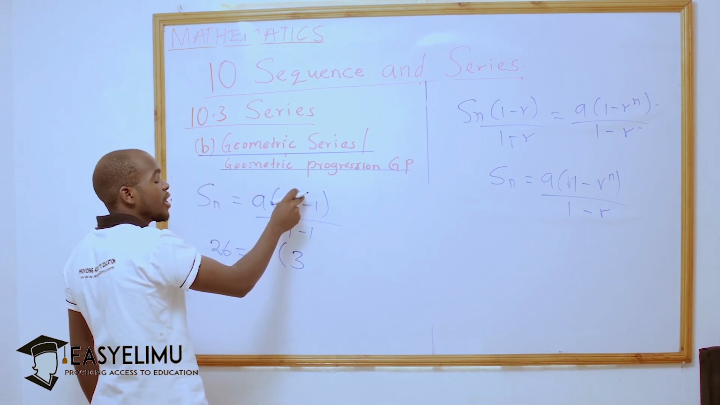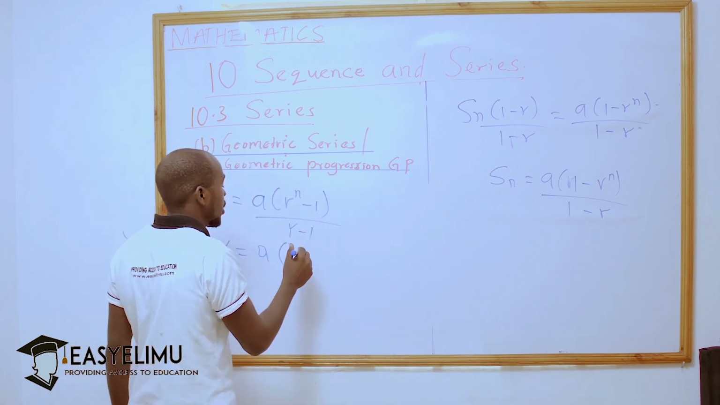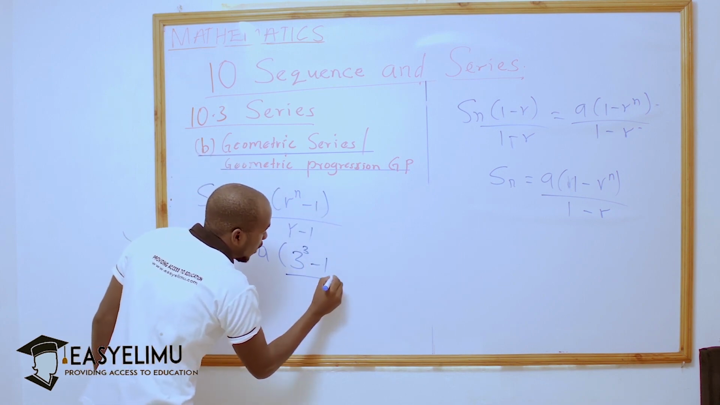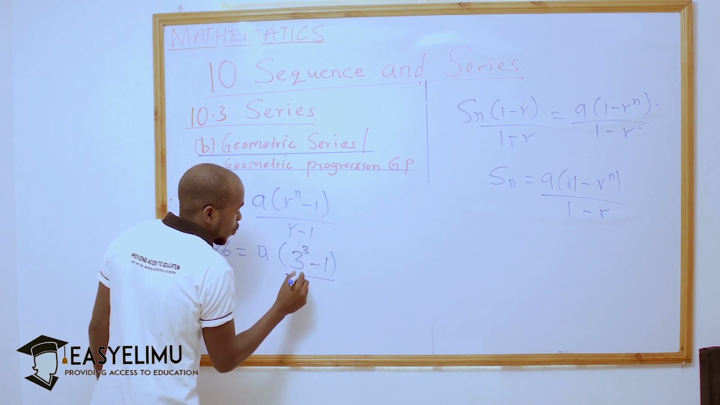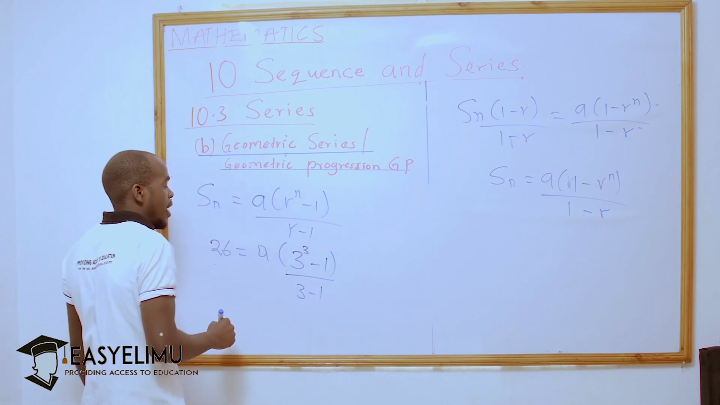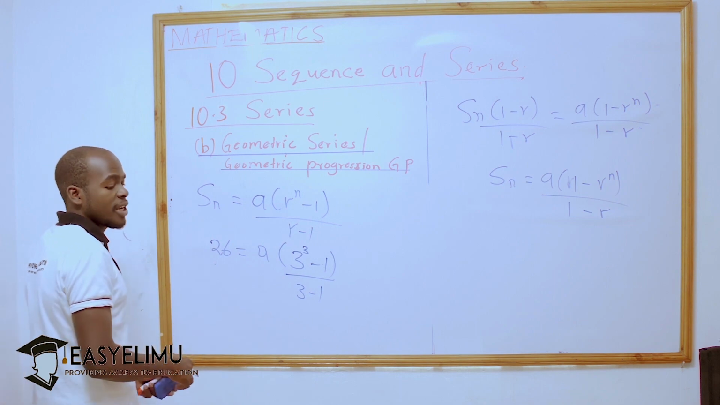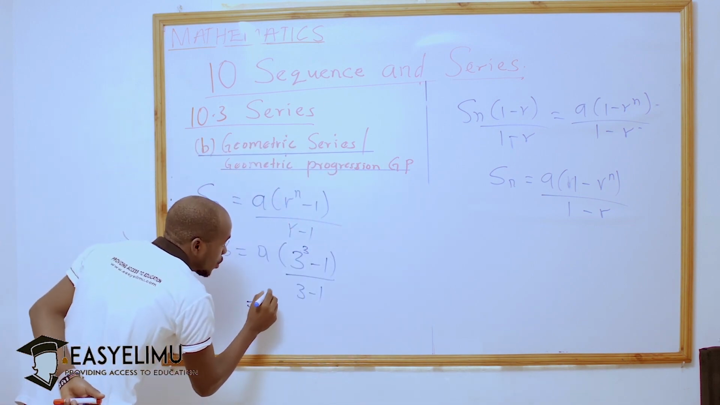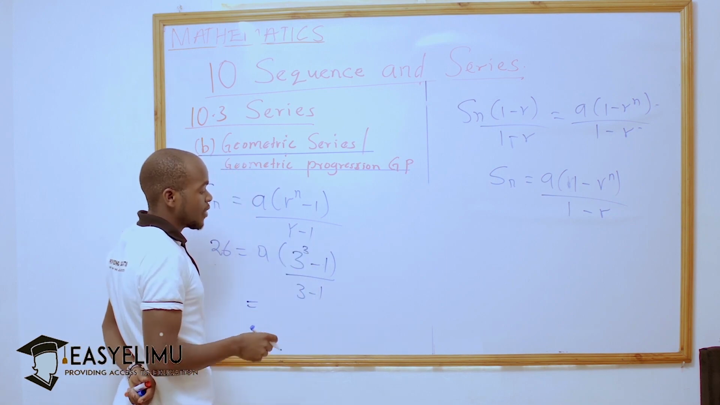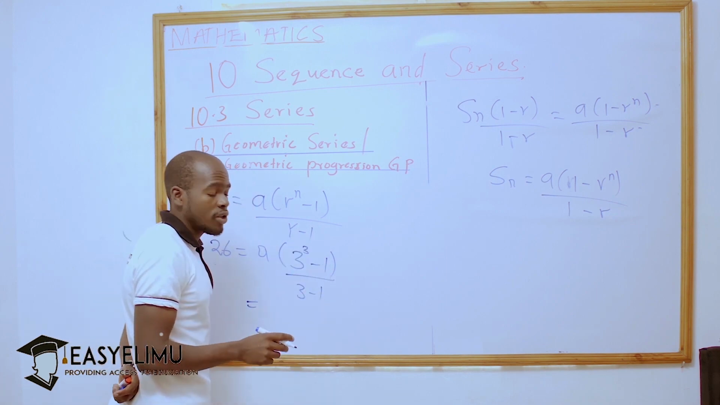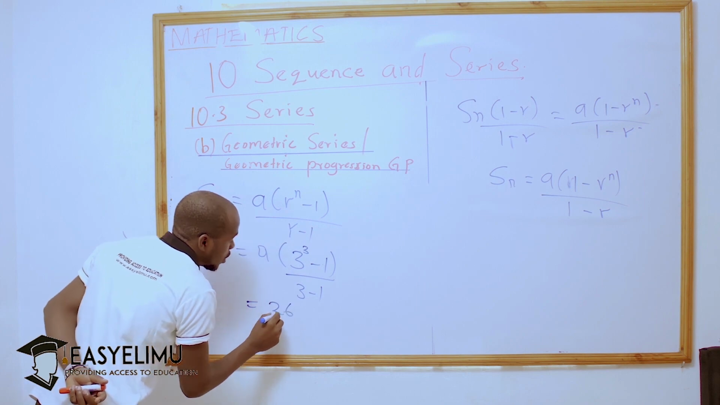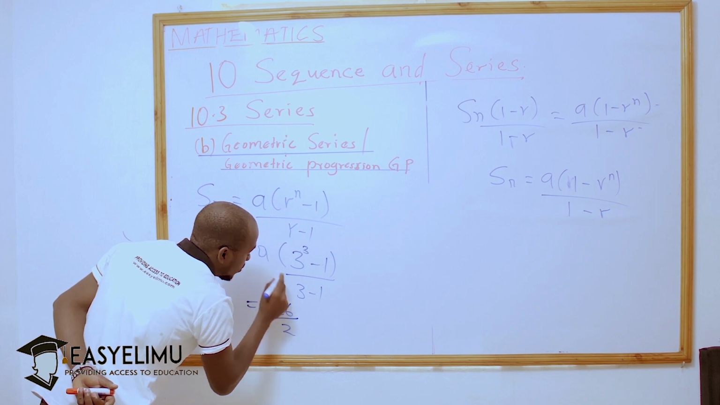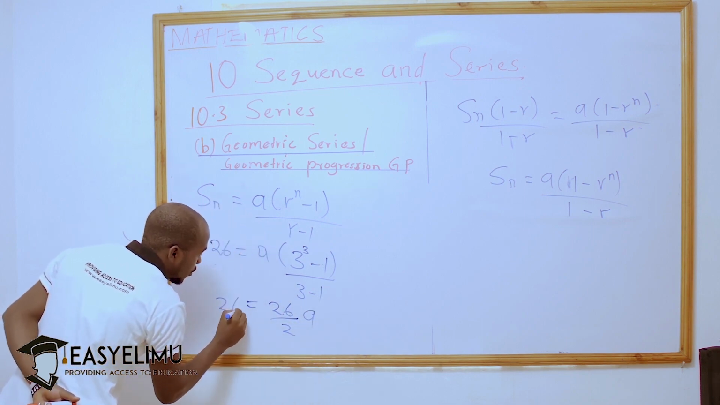So common ratio is 3. And remember, n we have been given also is 3, so it will be 3 here. Then we subtract 1 over R minus 1, and R is 3 minus 1. If we do that, we shall be finding the first term. That will be equal to 3 cubed is 27. 27 subtract 1 will get 26, and 3 minus 1 is 2. So times A will get A, and this one will give you 26.